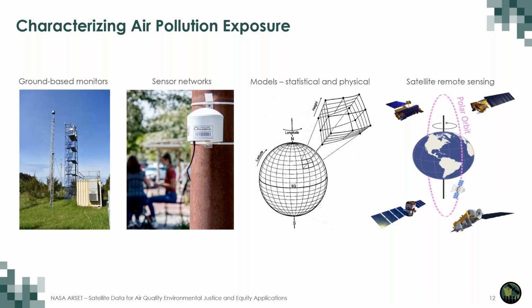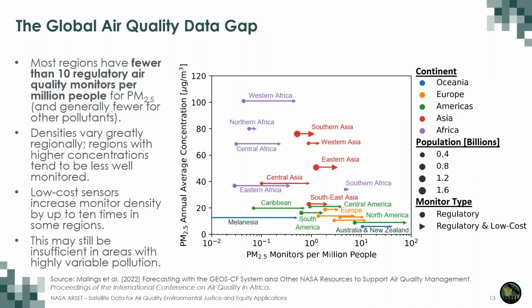However, even taking these low-cost sensors into account, there are limitations in relying on ground-based measurements of air pollution alone. This plot shows the density of PM2.5 monitors per million people on the horizontal axis and the estimated PM2.5 concentrations in different regions on the vertical axis. As you can see, globally, with the exception of some very well-monitored regions like North America, there's usually less than about 10 regulatory PM2.5 monitors per million people, and the regions with the higher estimated PM2.5 concentrations tend to have fewer monitors per capita. The story is similar and maybe even more extreme for other pollutants.